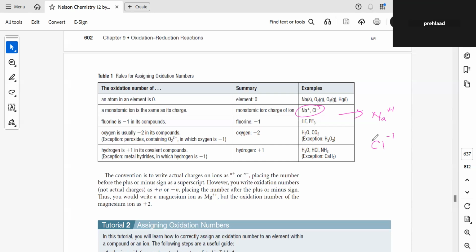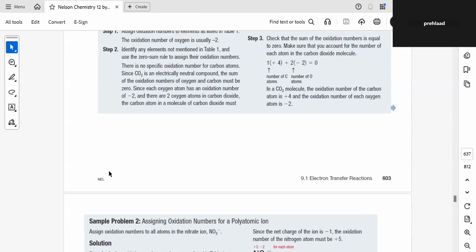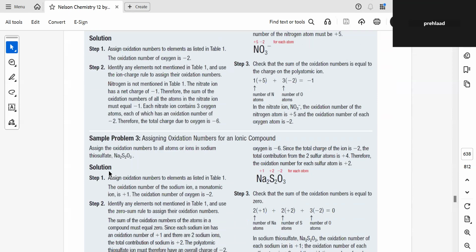Then there are transition elements. We will try to ignore them for now, so those are unassigned. If it is unknown, we'll try to understand how to assign the oxidation numbers for those.